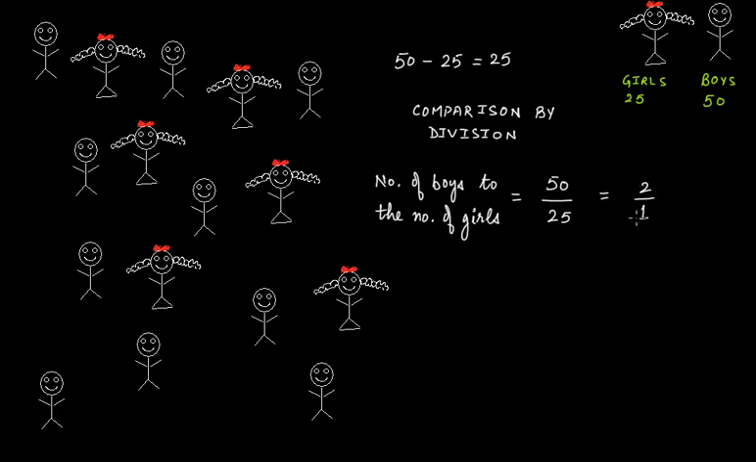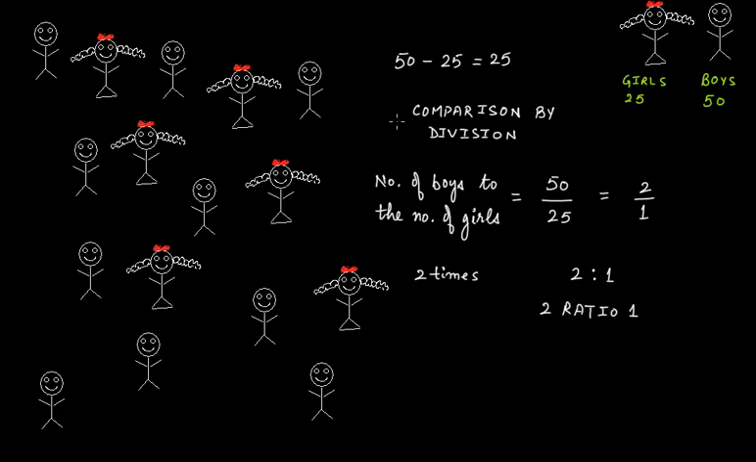What does this tell us? This tells us that we have 2 times more boys than girls. After simplifying it, the ratio is 2 ratio 1, and this tells us that the number of boys is 2 times that of the number of girls. So this is again an example of ratio.